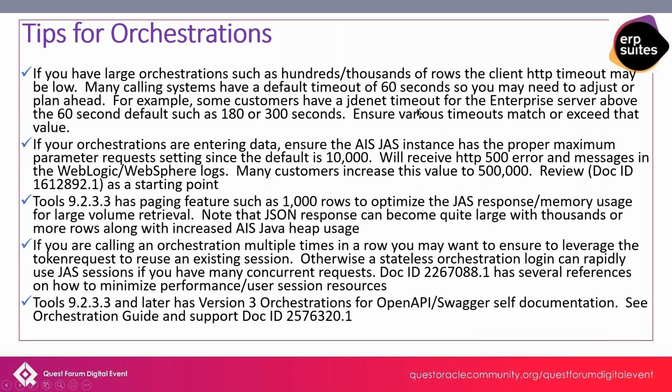A couple other things to think about. If you have large orchestrations, hundreds of thousands of rows, you might have to increase the client's HTTP timeout. A lot of them are 60 seconds. Another thing is if you're grabbing a lot of rows in AIS, or for the JAS service, the WebSphere WebLogic, you probably will have to do the max parameter request. You'll have to increase that. So a lot of times we'll have these up at 500,000. Again, another thing just to be aware of.